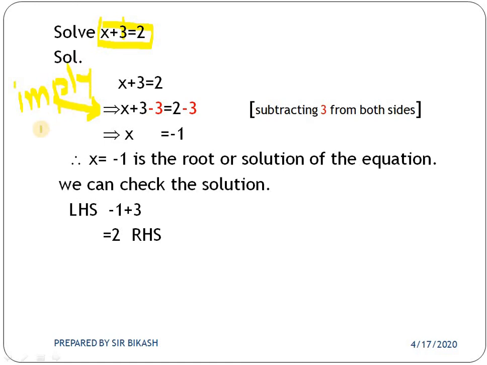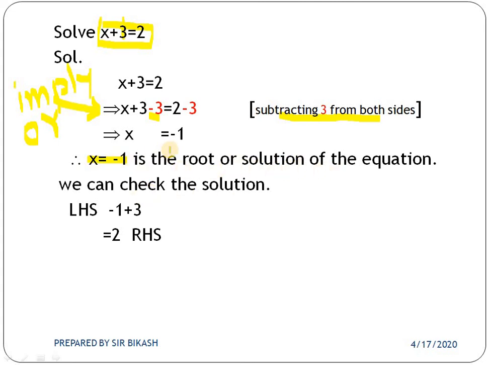Okay, or sometimes we can call it "or". So x plus 3 equals x plus 3 minus 3. What I did, minus 3, that means I subtracted 3 from both sides. So plus 3 and minus 3 get cancelled, so only x is remaining here, and 2 minus 3 is minus 1. I have written it here, you can see. So the value of x becomes minus 1. So x equals minus 1 is the root or solution of the equation.